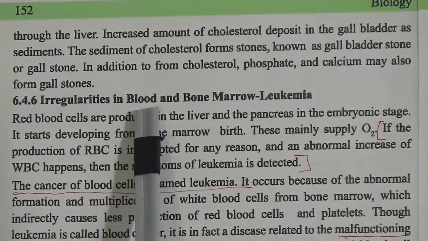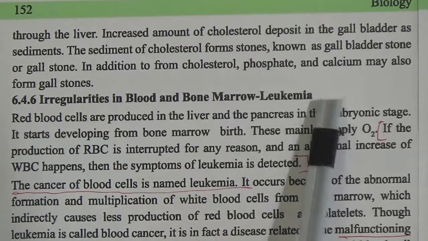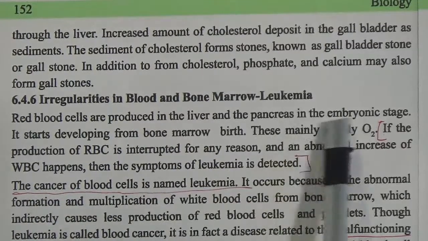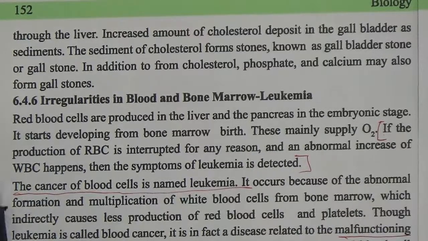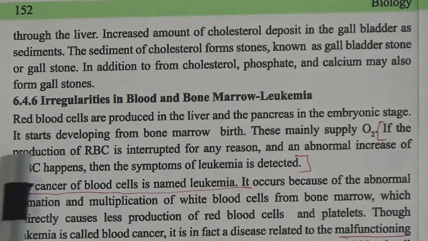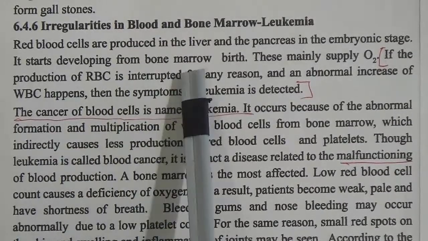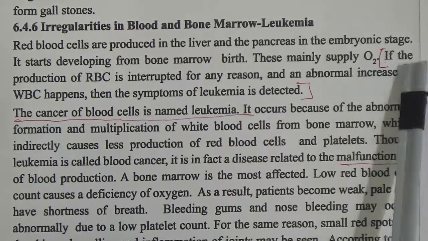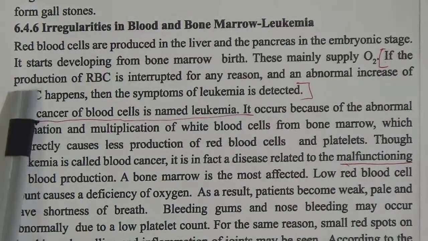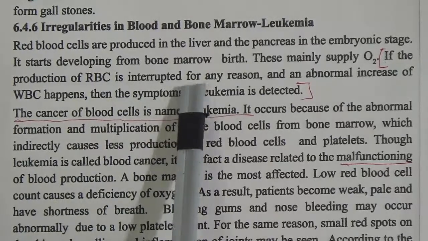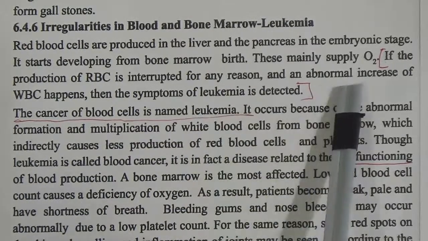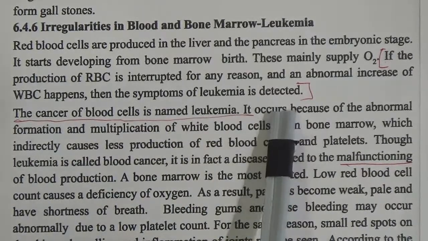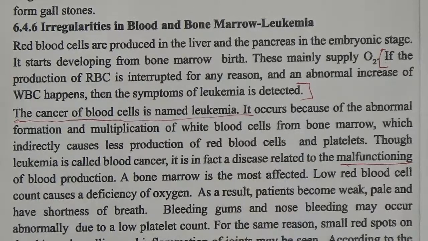And come to irregularities in the blood and bone marrow, that is leukemia. Red blood cells are produced in the liver and the pancreas in the embryonic stage. After birth, it starts developing from bone marrow, and this mainly supplies oxygen. And if the production of red blood cell is interrupted for any reason and an abnormal increase of white blood cell happens, then the symptoms of leukemia are detected, and leukemia is one kind of cancer.